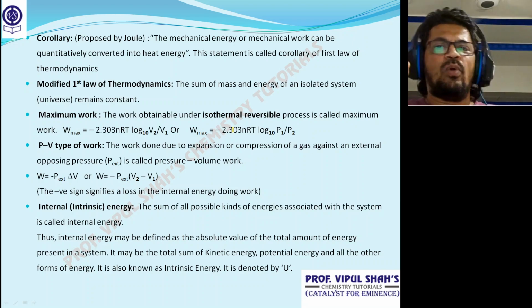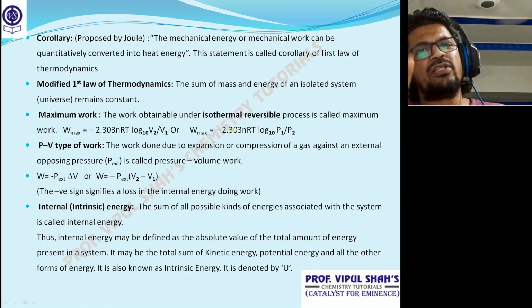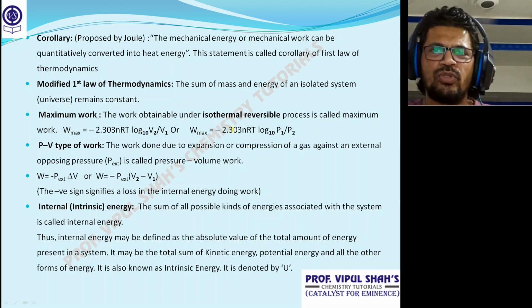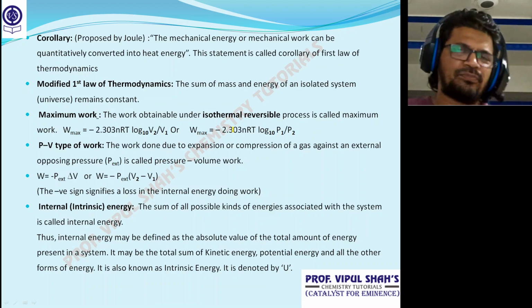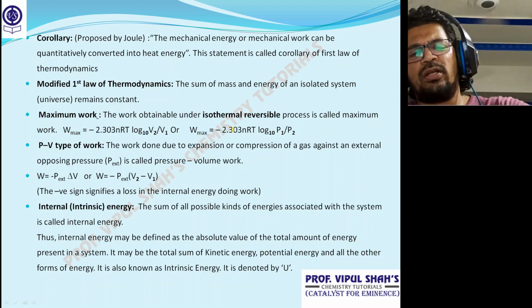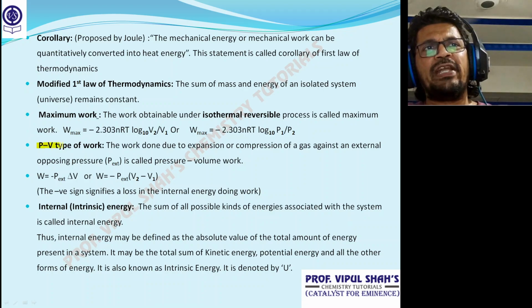Once again here, the unit of R decides the unit of W max. So if R is in joules, W max is also in joules. n is the number of moles, that's given mass upon molar mass. For W max, two words: isothermal, reversible. Second one we have is called PV type of work.